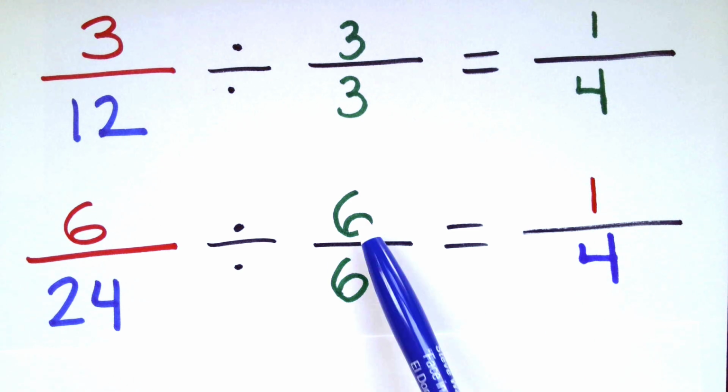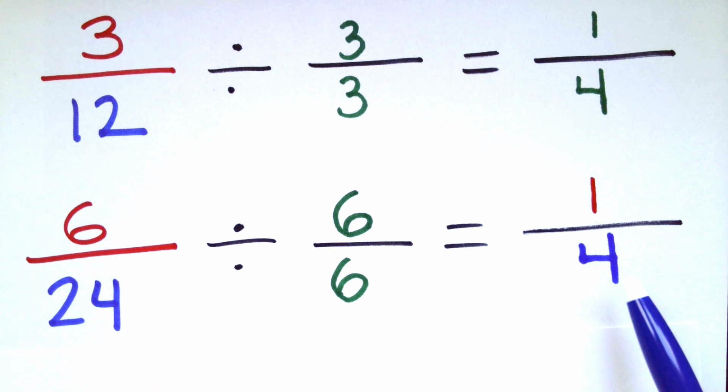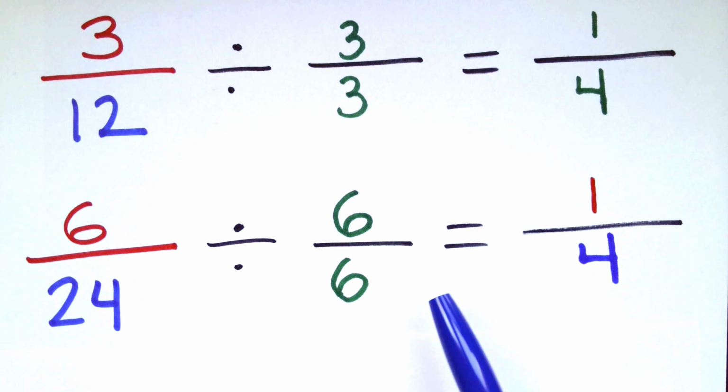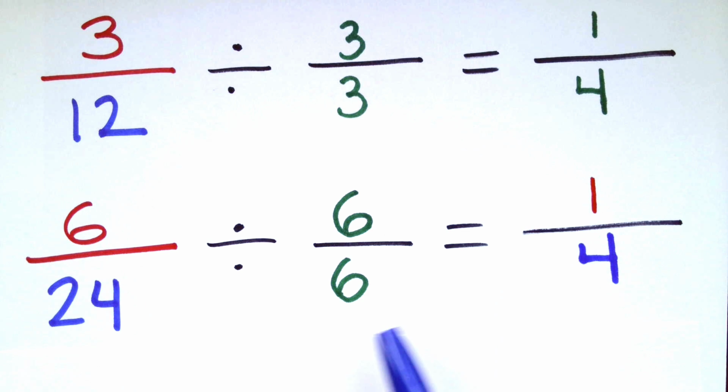This is just the reduced form of 6/24. Another way to look at this is 6 times 1 equals 6. 6 times 4 equals 24. So you can see the inverse or opposite of division is multiplication. Again, 6 times 1 is 6. 6 times 4 is 24.